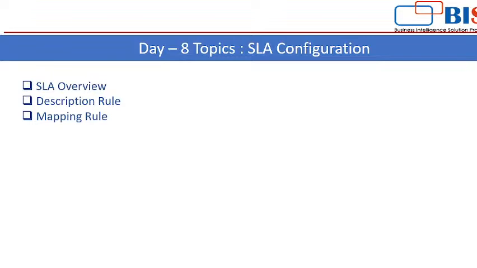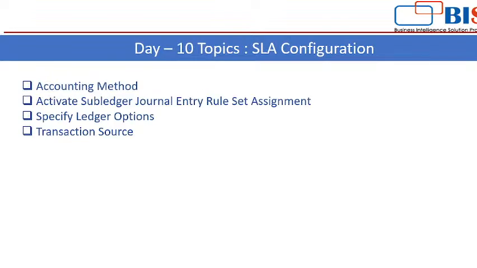Then we have seen that we cannot give the accounting manually for subledger accounting purposes in the project module. So for that purpose you have to create the SLA configuration in the application. For that you have to create a description rule, mapping rule, and account rule, and you have to associate the account rule in the journal entry rule set.